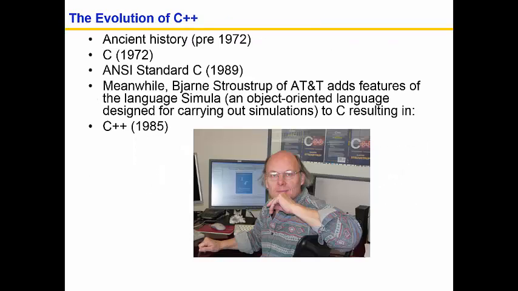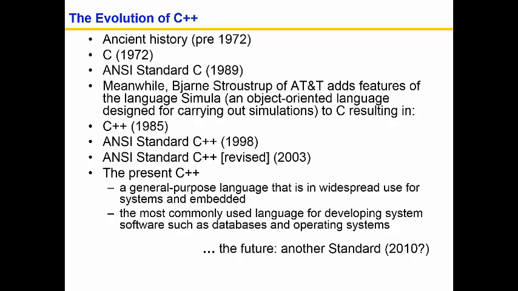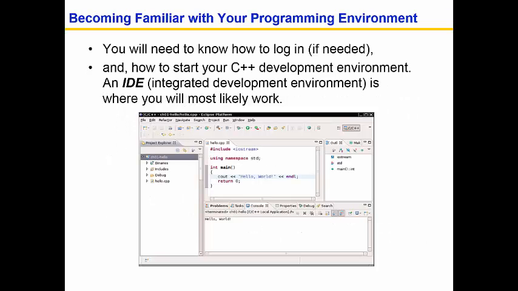How did this all happen? Well, pre-1972 seems like ancient history. A language was developed called C. He added features and it resulted in C++. It has been revised. It's a general purpose language. It's used quite widely and it's used in lots of operating systems. So the future might have a different standard. You'll hear about lots of languages, but C and C++ are still the basis of almost all general purpose programming.